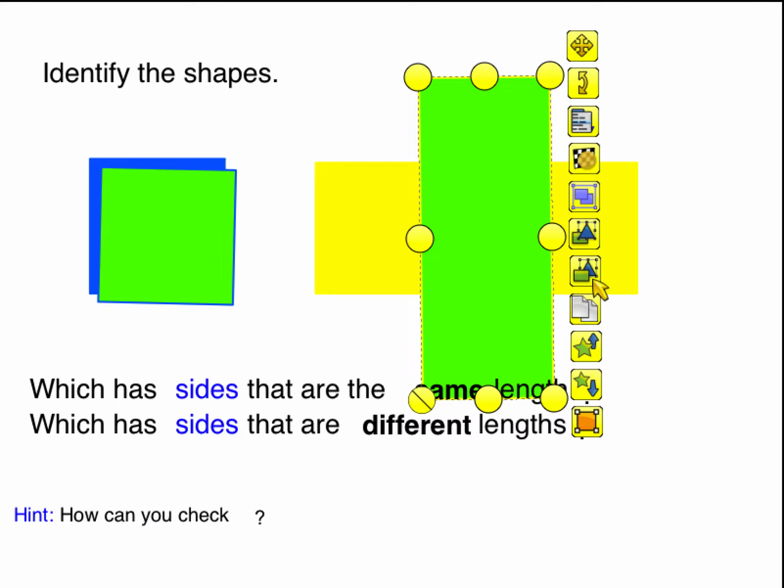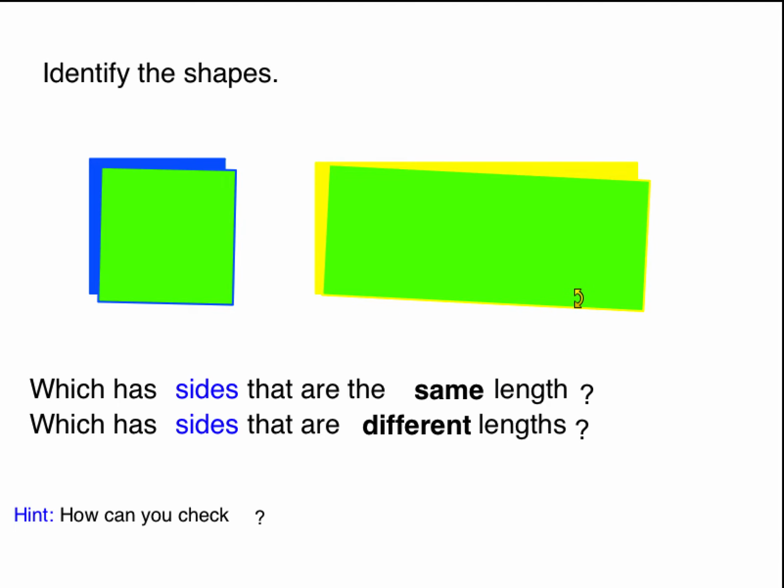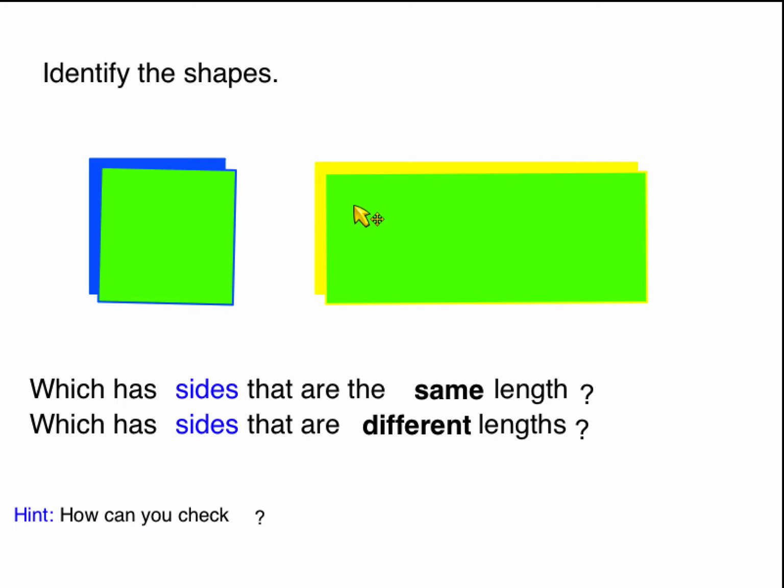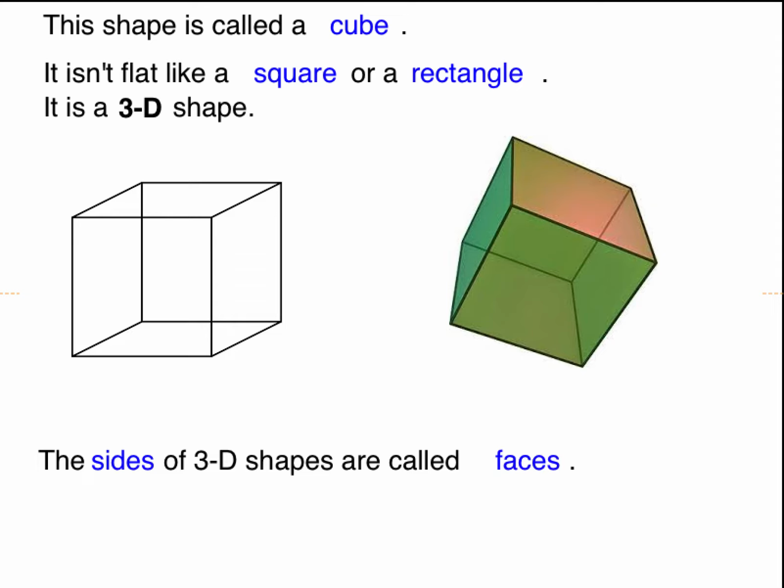However, in the rectangle, two sides are the same length, so the top and the bottom are the same length, and the other two sides are the same length. So this and this are the same, and this and this are the same. So we've done that in math like this. All the sides are exactly the same in a square, and in a rectangle, these two sides are the same length, and these two sides are the same length.